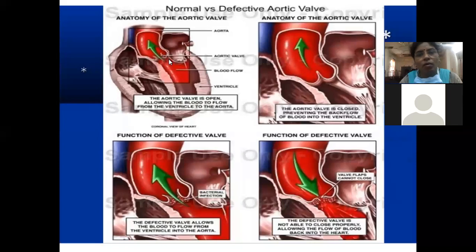So if you see the normal versus defective aortic valve. In the upper picture, in the normal aortic valve during ventricular systole, the blood pumps from the left ventricle into the aorta. During ventricular diastole, the aortic valve is closed and the blood doesn't regurgitate into the left ventricle. If you take a defective one, the lower picture, during ventricular systole the blood ejects from the ventricle into the aorta. But during ventricular diastole, there is inappropriate closure of the aortic valve, leading to regurgitation or retrograde flow of blood from the aorta into the left ventricle.